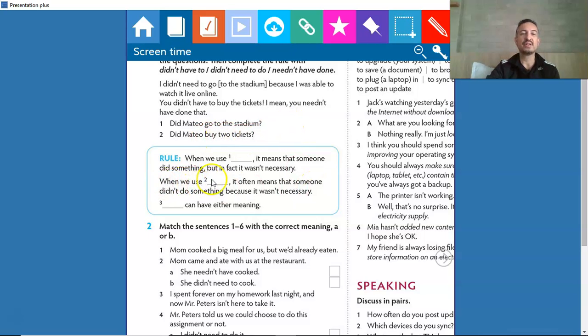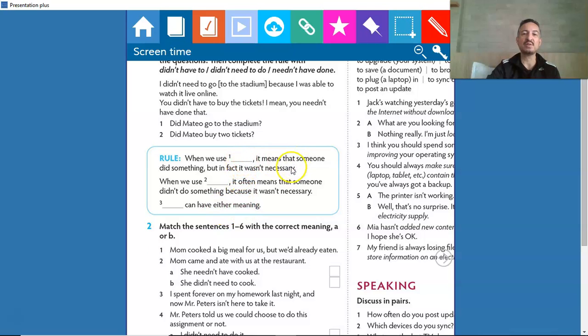When we use didn't need to, this one, didn't need to do, it often means that someone didn't do something because it wasn't necessary, as in number 1. He didn't go to the stadium because it was not necessary, because he watched it live online. Okay? And number 3 is didn't have to, which can have either meaning.